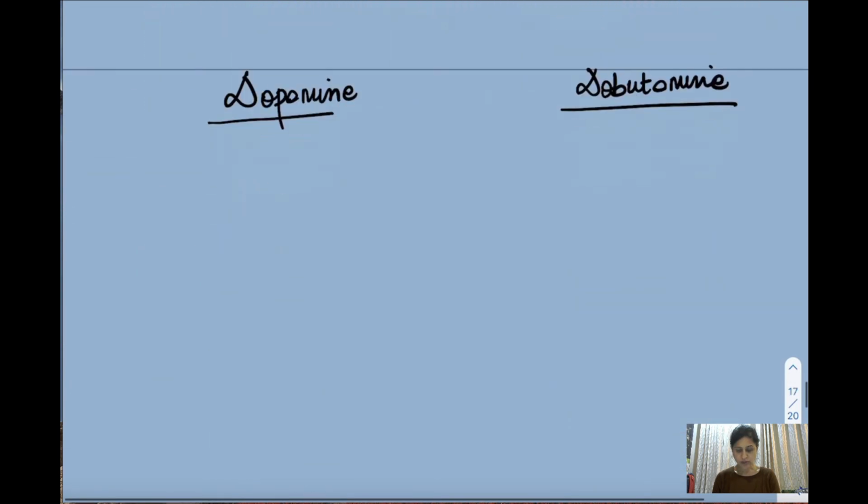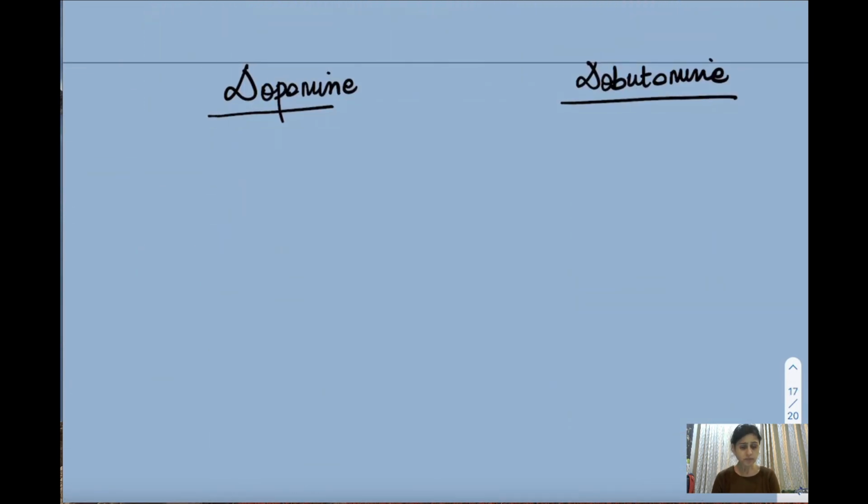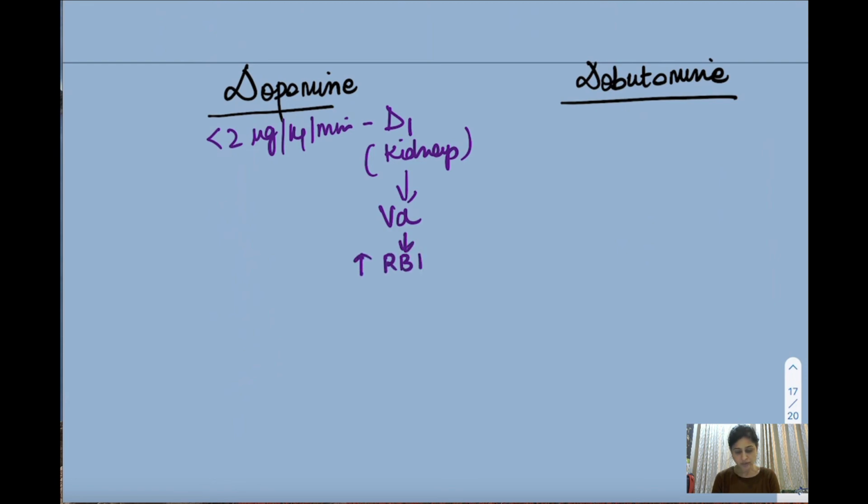Let's talk about dopamine and dobutamine and the important differences between them. Now, dopamine acts on three types of receptors depending on the dose at which you're giving it. At the smallest dose, which is less than 2 micrograms per kg per minute, it acts on the D1 and even the D2 receptors. The D1 receptors are present in the kidneys. When they get stimulated, it causes vasodilatation of the renal vessels, and therefore it is going to increase the renal blood flow. So that's the first action.